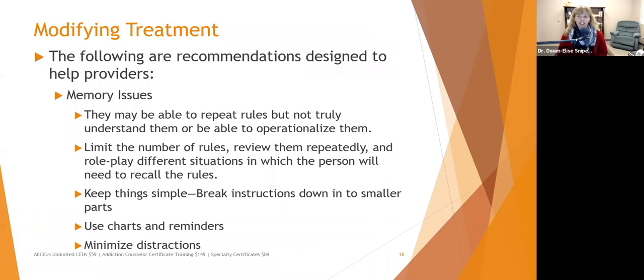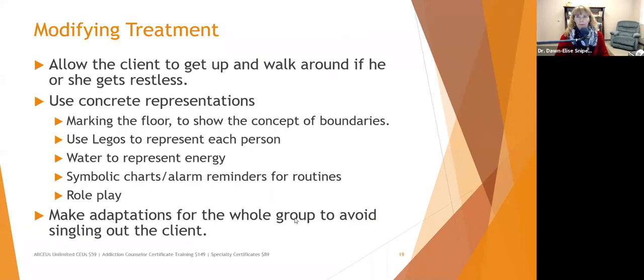Keep things simple and break instructions down into smaller parts. Use charts and reminders, and minimize distractions whenever possible. When you're in a group setting, whether it's a classroom or even an individual treatment, sometimes the client is going to start getting restless. So allow them to get up and walk around if necessary. In a classroom, this could be somewhat disruptive, so brainstorming what sort of solutions are there. When I have clients with chronic pain or something in group, sometimes they'll get restless, or it'll be painful for them to sit for too long. So I'll have them sit in a corner of, we have it in a horseshoe, but I have them sit in sort of a back corner so they can get up and stand behind the horseshoe if they need to stretch their legs or something.